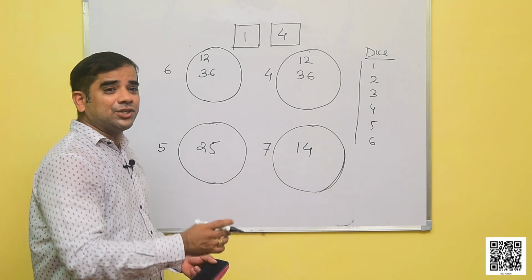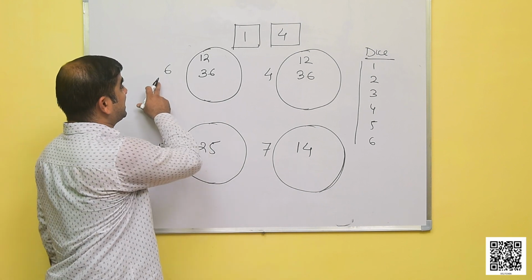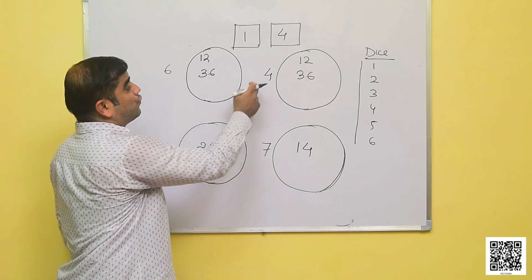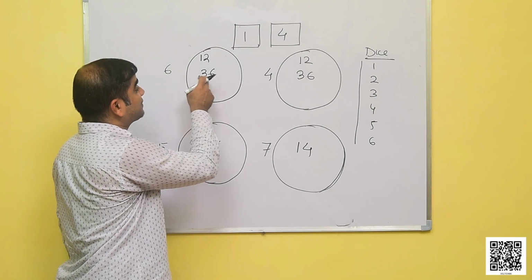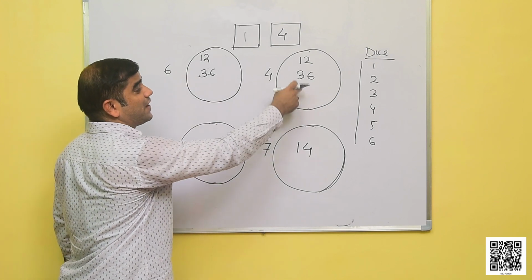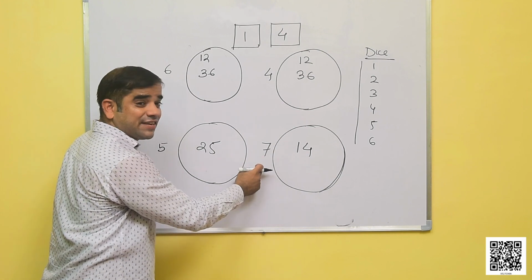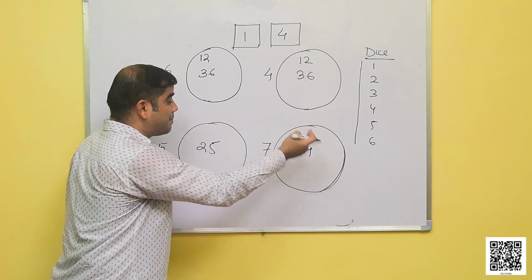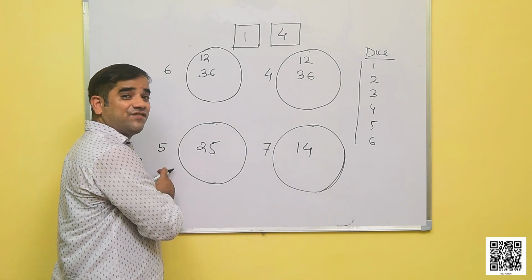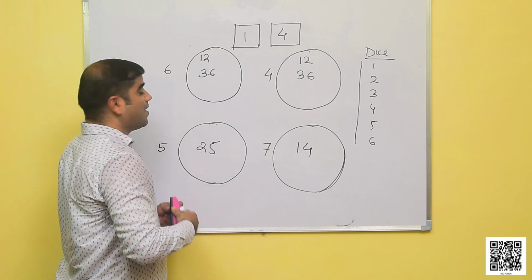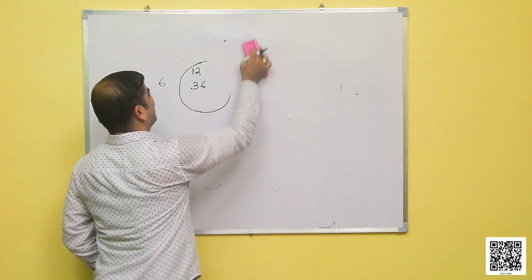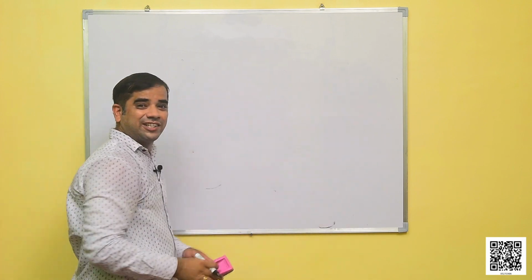Now check which are the factors. So 6 is a factor of 12. 4 is also a factor of 12. 6 is a factor of 36. 4 is also a factor of 36. 7 is a factor of 14. 14 is a multiple of 7. 5 is a factor of 25 and 25 is a multiple of 5. Students, hope you enjoyed this game.